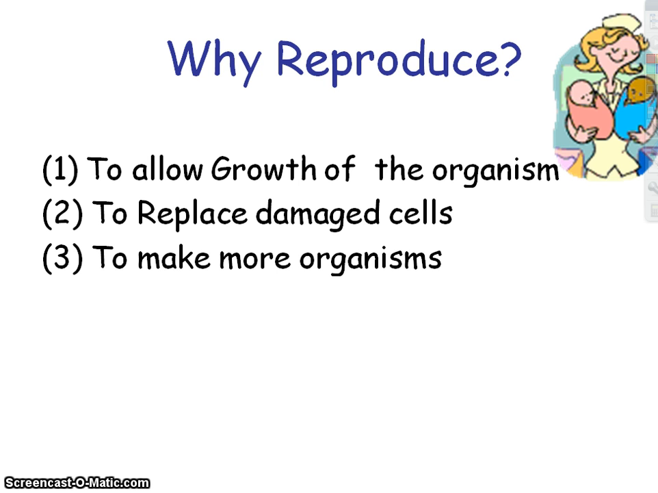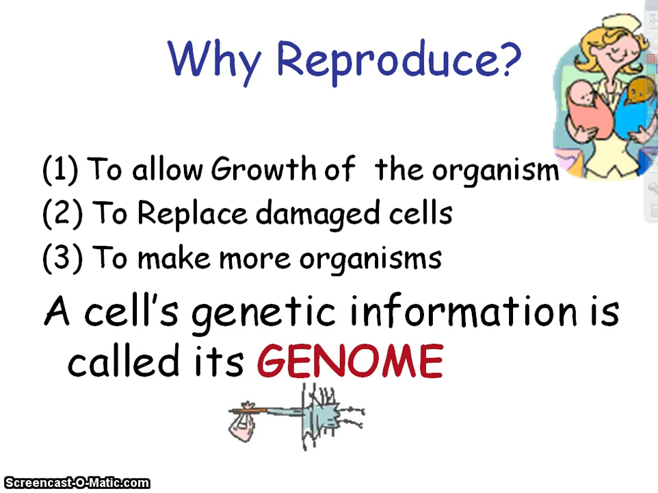All right, and then of course to make more organisms. So the only thing that really gets passed along when cells divide, or the main thing that gets passed along, is the genetic information. That's the most important thing, because that's all the directions for building the organism. So our genetic information is called our genome.